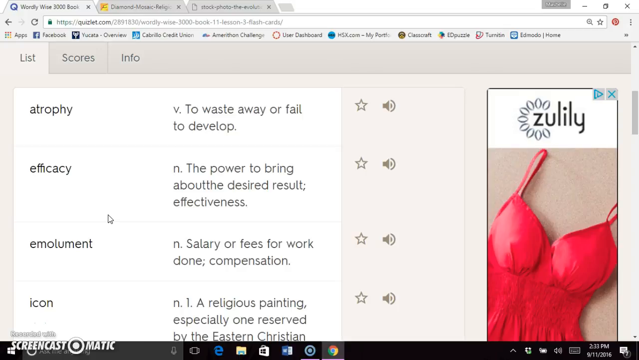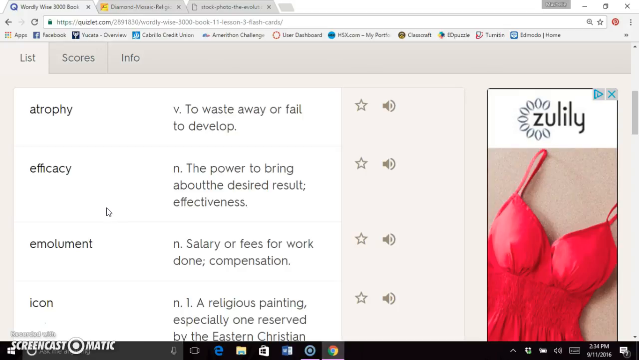Atrophy is to waste away or fail to develop. So atrophy, thinking of the idea of if someone is sick, their body starts to atrophy. It starts to lose weight, it starts to become pale and frail, and so it has that wasting away effect. On the other side, you have someone that fails sometimes to develop, so they're smaller in size, they're smaller in weight, so they have that atrophy of their body in mind.